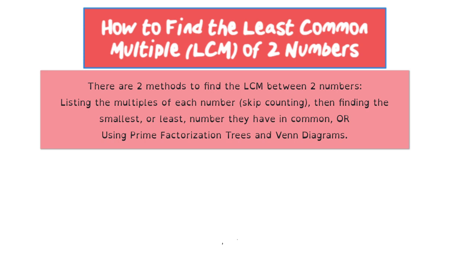Now there are two methods to find the least common multiple between two numbers. The first one is listing the multiples of each number, or skip counting, and then finding the smallest or least number they have in common. Or what we're going to do today is use prime factorization trees to find the prime numbers involved with the numbers, and then use Venn diagrams to find the least common multiple.